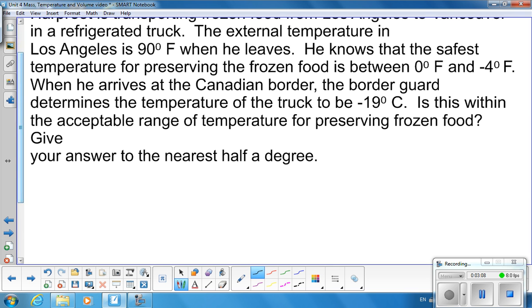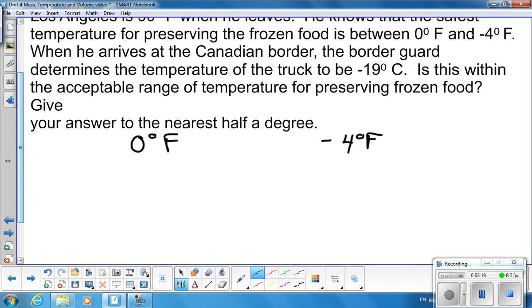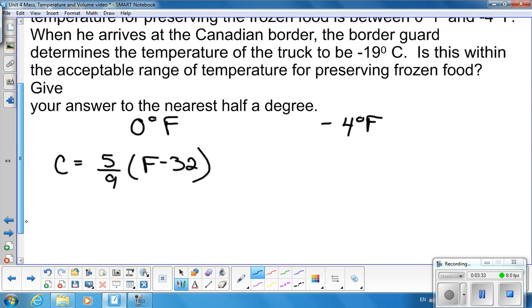So what I'm going to do is calculate that range of 0 degrees Fahrenheit to -4 degrees Fahrenheit. So let's see what that range is in degrees Celsius. To change to degrees Celsius, our formula is Celsius is equal to 5 over 9 times temperature in Fahrenheit minus 32. Notice the brackets this time. This means that we have to subtract 32 from our Fahrenheit temperature first, and then multiply by 5 over 9.